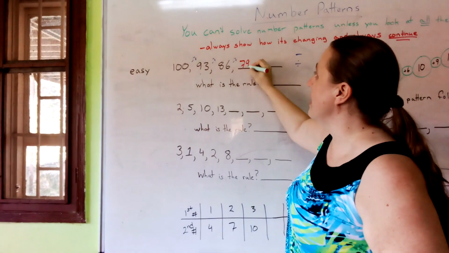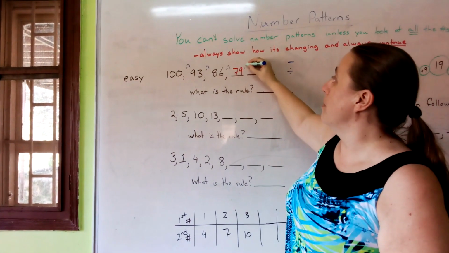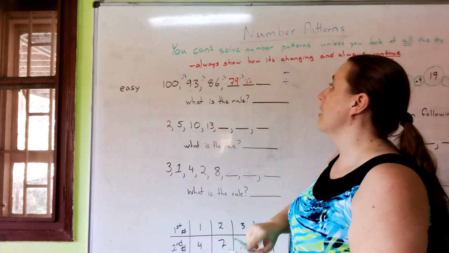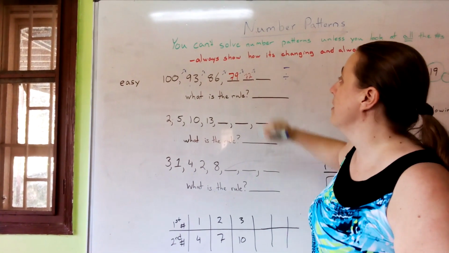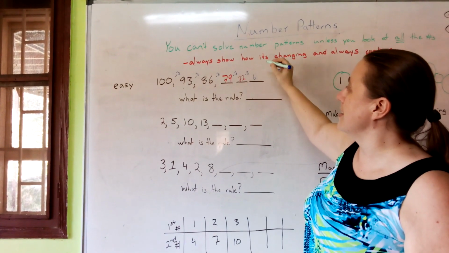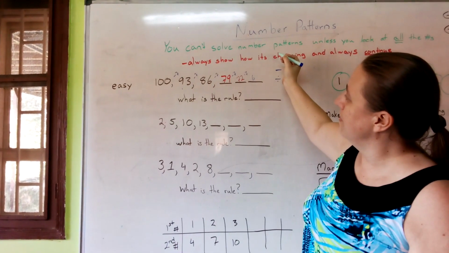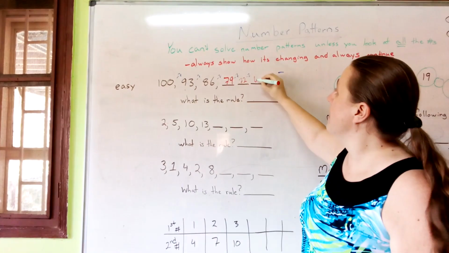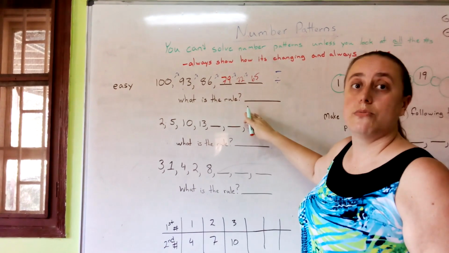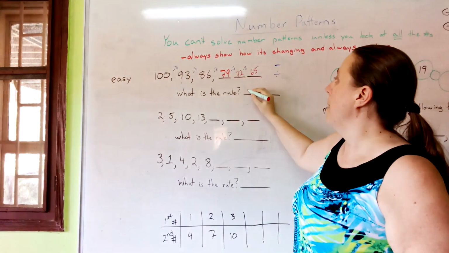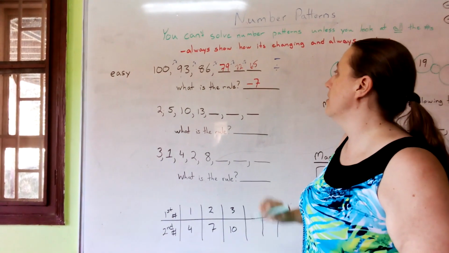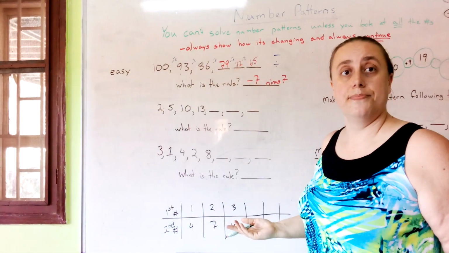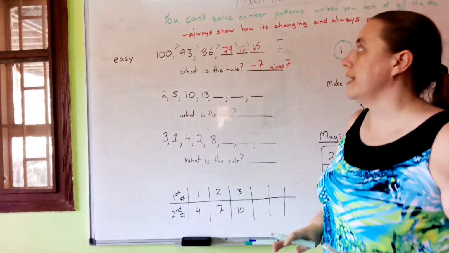All right, we get 79. Then we go minus 7 again. We get 72. And then we go minus 7 again. And we get 65. Oops, wrong color. We get 65. That's simple. So what is the rule? Really easy. Minus 7. Just like that. Okay? Now let's go to the next one here.